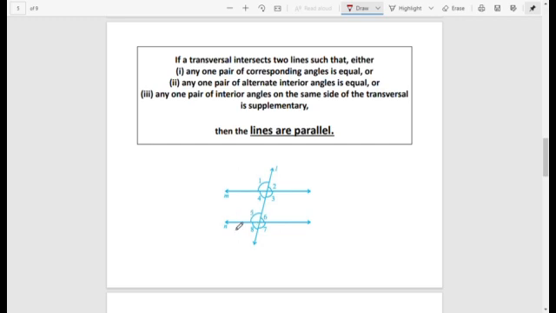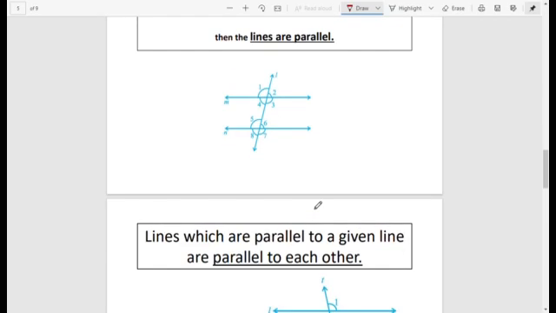Lines M and N are parallel. Similarly, if angle 3 is equal to angle 5, the lines are parallel. If angle 4 is equal to angle 6, then also the lines are parallel. And for one pair of interior angles on the same side, angle 3 and angle 6, if they are supplementary to each other and make 180 degrees, then also the lines are parallel.